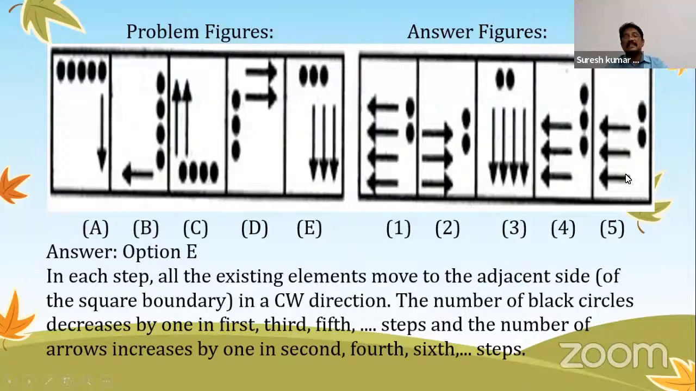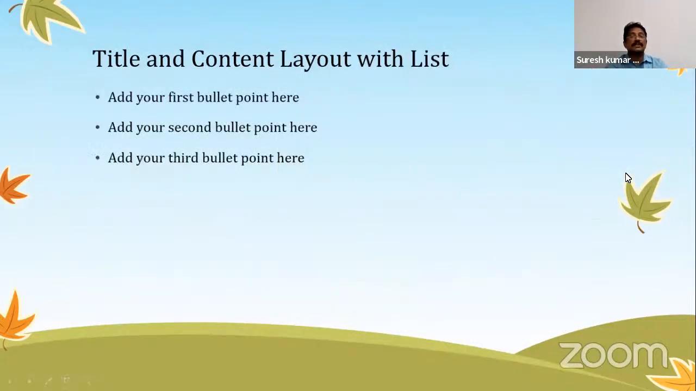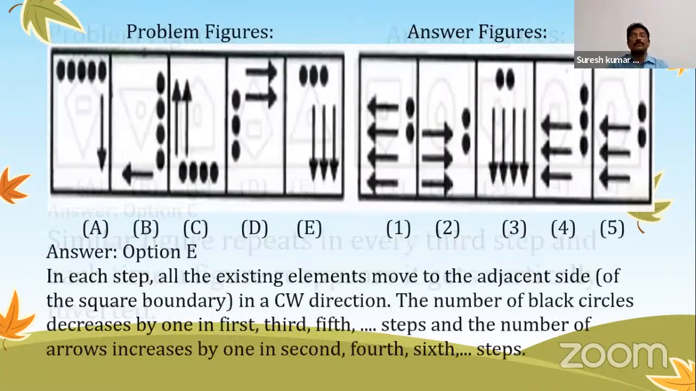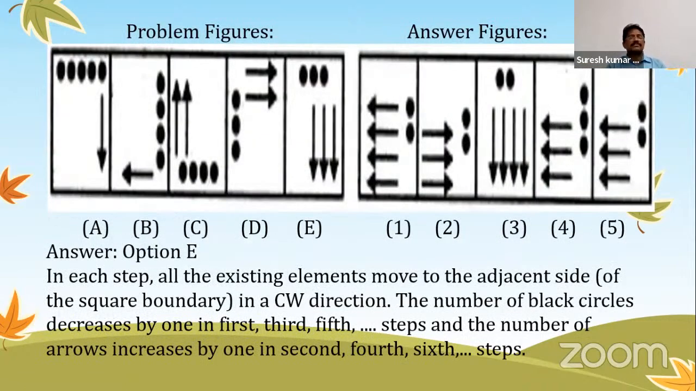So option E is the correct one. Clear? So this is the total. I hope you understand these things. This is the most important. In my knowledge, nearly 10 questions come in the NMMS examination. I hope you will get an idea and possibly you will get all the 10 questions correct. Okay, thank you.